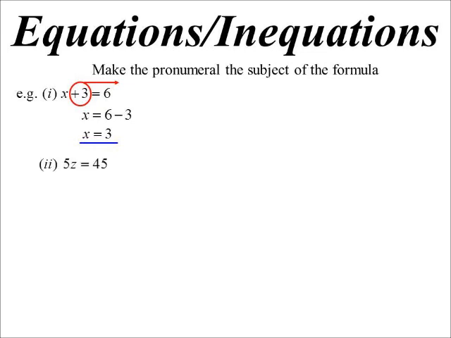With something like 5z equals 45, well, you want to do the opposite operation. It's 5 times z. The opposite to multiplication is, of course, division. Look, the division symbol you should very rarely use. Okay, it's a lovely little symbol. But the fraction bar is an alternative to the division symbol, and it's a more useful alternative.